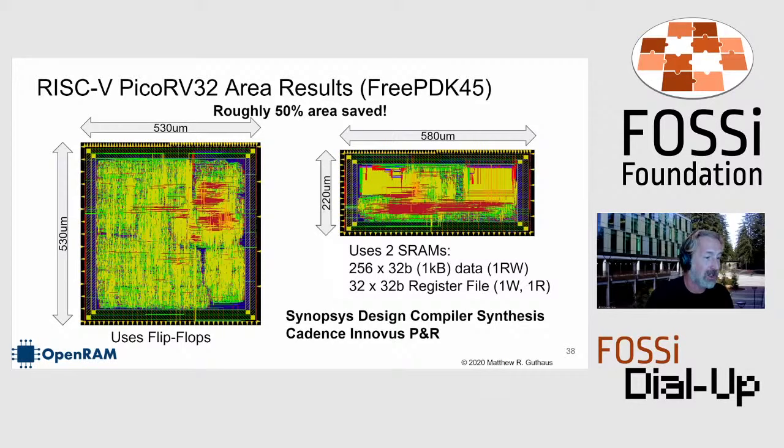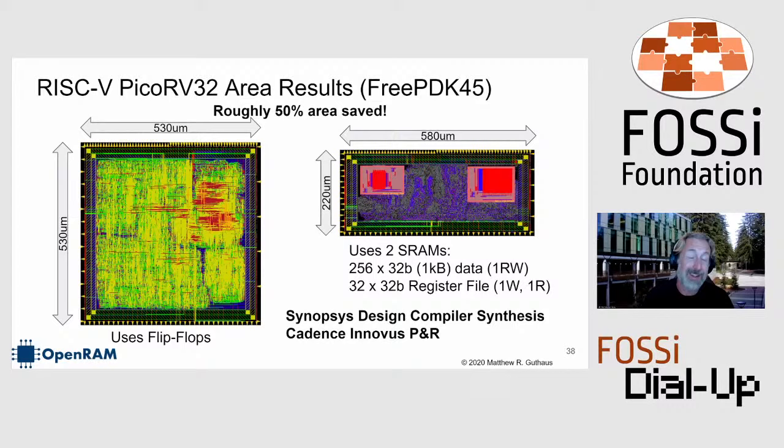So the left is basically synthesizing the memory array with flops. And then the right is actually using the SRAMs for the register file and for the data scratchpad memory. And you can see roughly those memories are about right here on the chip. And that was basically a 50% area reduction. And this is even though the memories you can see here are fairly inefficient in some of their layout, they're still much more efficient than DFFs. So you don't have to make a good memory to make it smaller, but you can get a lot of improvement for a little bit.